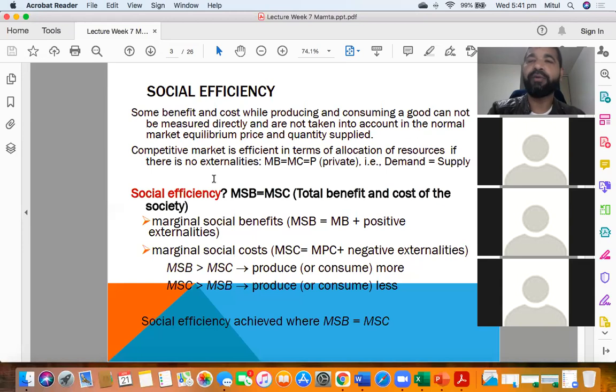Let's say you buy a pack of cigarettes. The cigarette producer and the cigarette consumer, the smoker, are involved in this transaction. When you're smoking and leaving your secondhand smoke in society, other people who are non-smokers are affected. It could be good, it could be bad. Of course, tobacco is bad, so it is a negative externality.